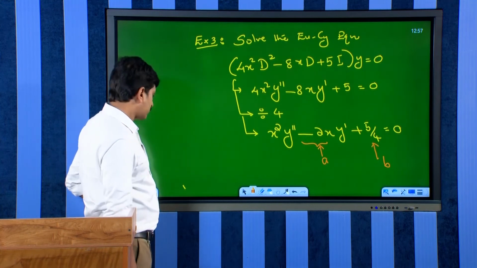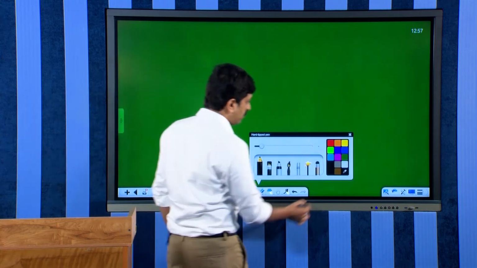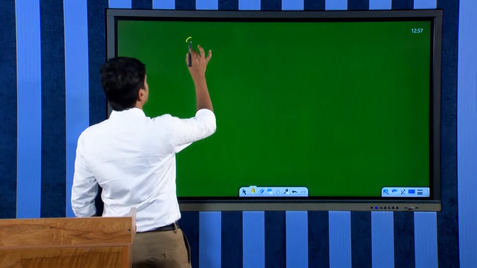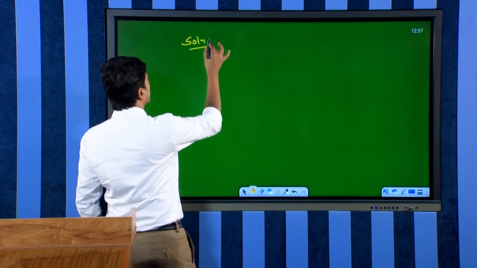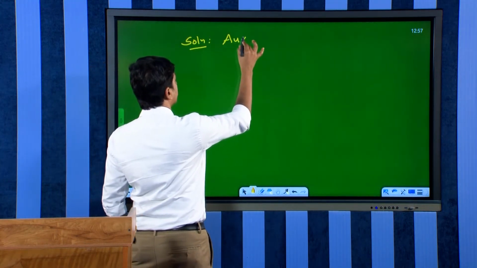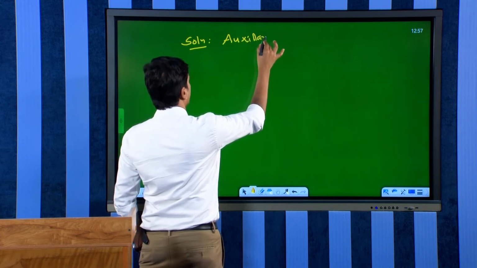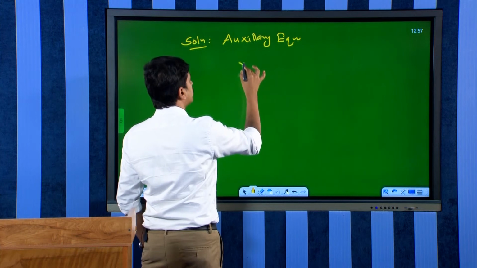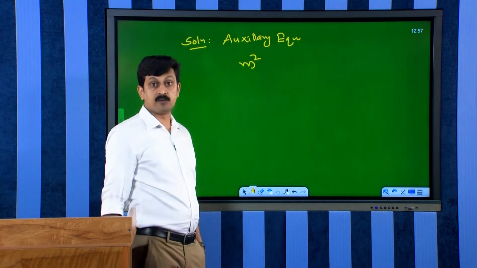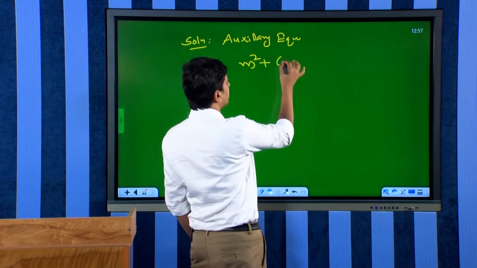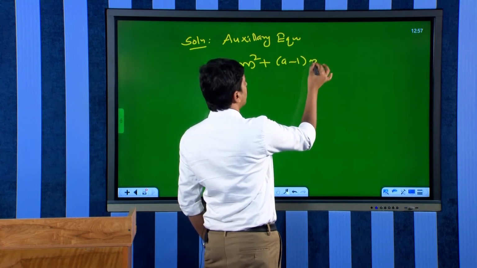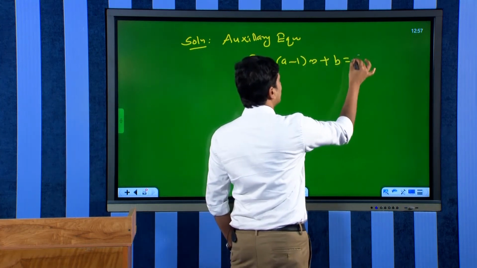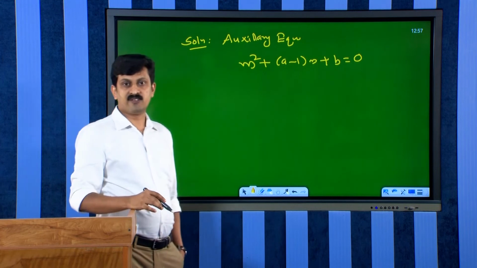So, we can write the auxiliary equation as part of the solution. We can write the auxiliary equation as m square plus (a minus 1) into m plus b equal to 0. Okay, fine.